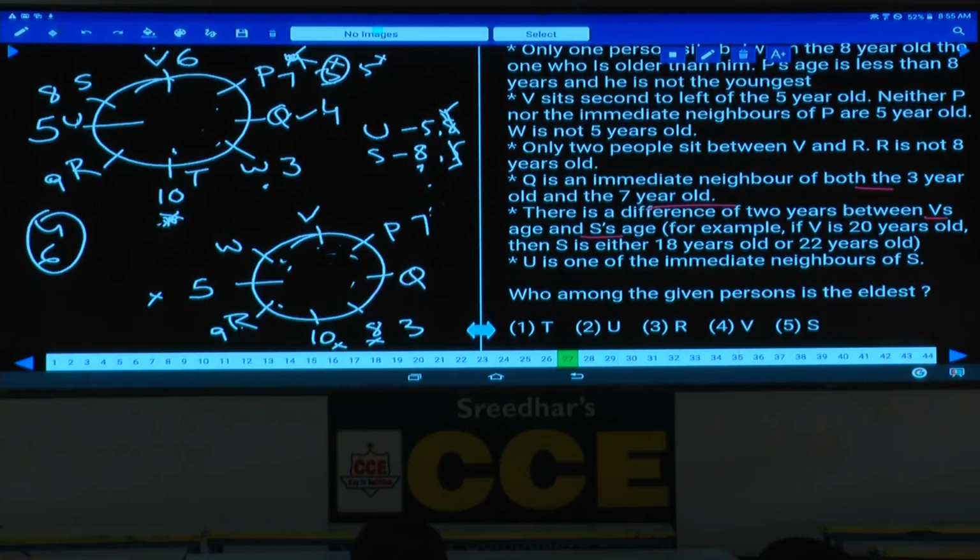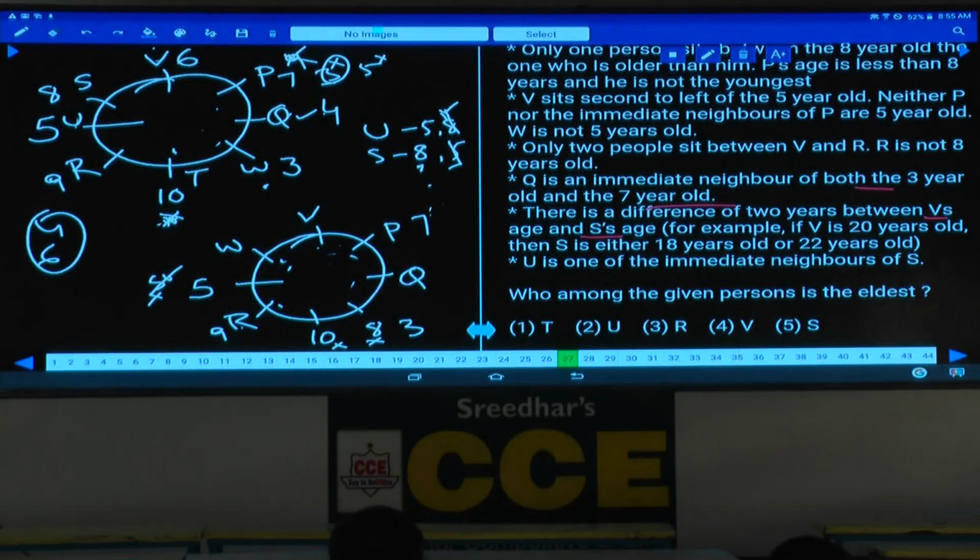Now in the second case, what happens here? This U and S are adjacent to each other. As U and S are adjacent to each other, where can we find this U and S? U and S cannot be in these two places, isn't it? Hence U and S must be these two persons only. U and S must be either 3 or 8.